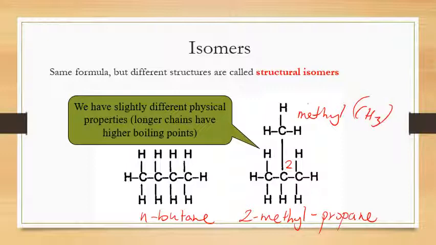Now you don't have to know this in detail. All you have to know is that structural isomers can exist. Naming them isn't critical this year or next year, more when you get into IB or A level.